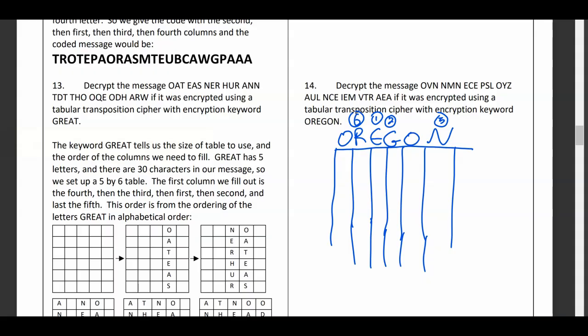So we start off with, let's see, 3, 6, 9, 12, 15, 18, 21, 24, 27. There are 30. So this is going to go down 5. 1, 2, 3, 4, 5. It's 6 across. It'll be 5 down.